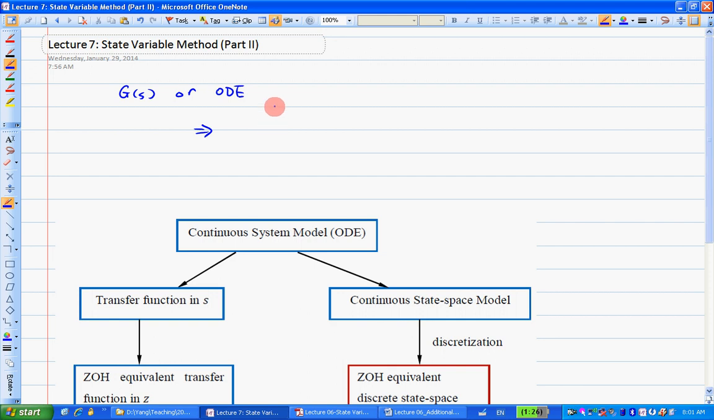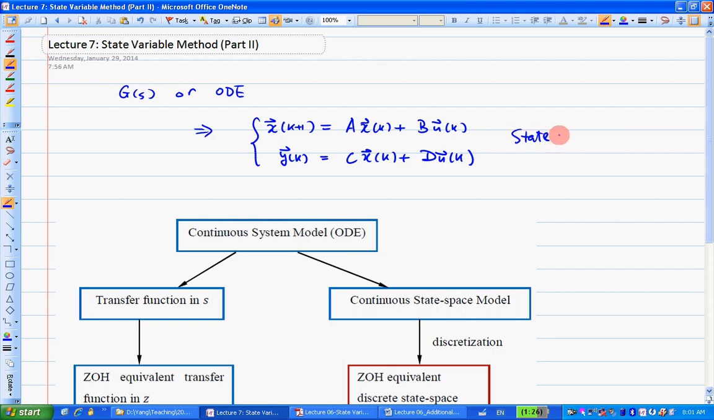We're dealing with discrete systems, so the state space model for the discrete system in general has the format x of k plus 1 equals A x of k plus B u of k, and y of k equals C x of k plus D u of k. So this is in general what we're talking about here. This is what we call the state space equation, or state space model.